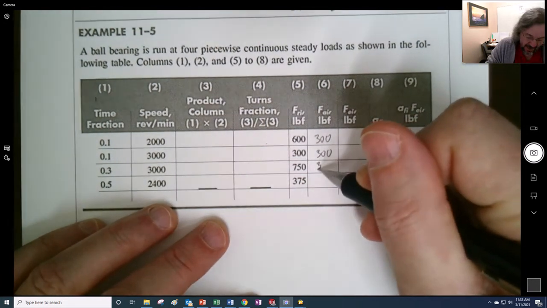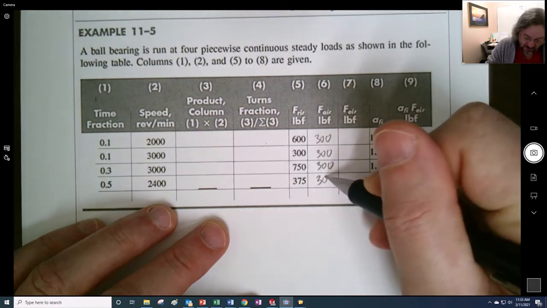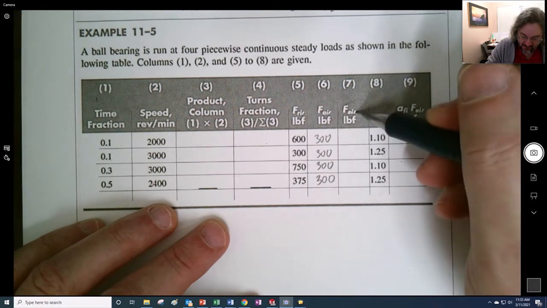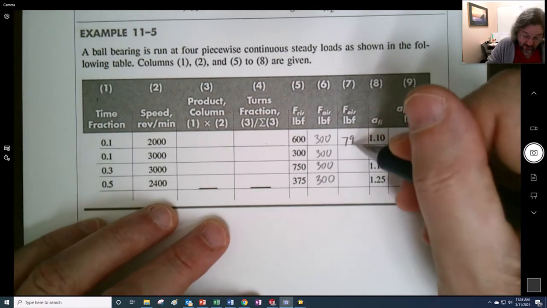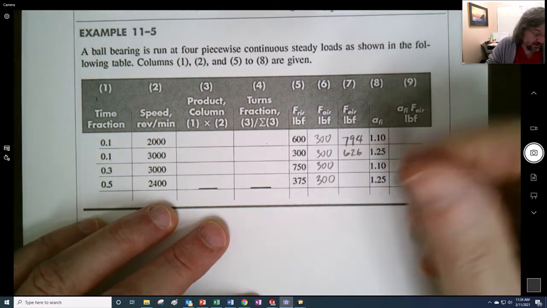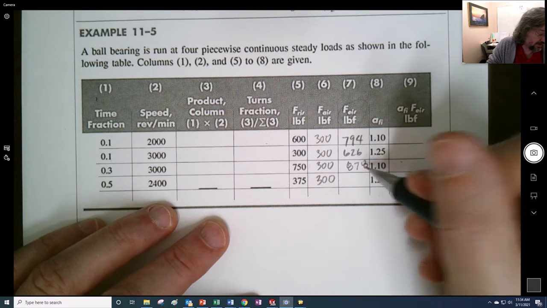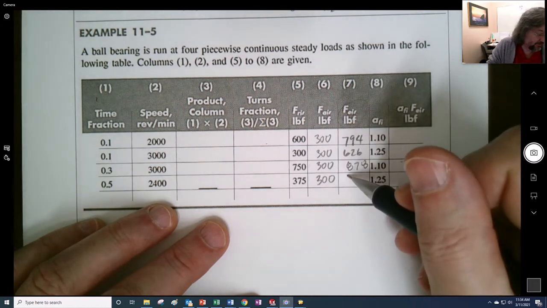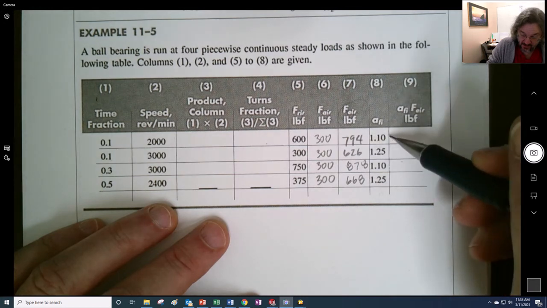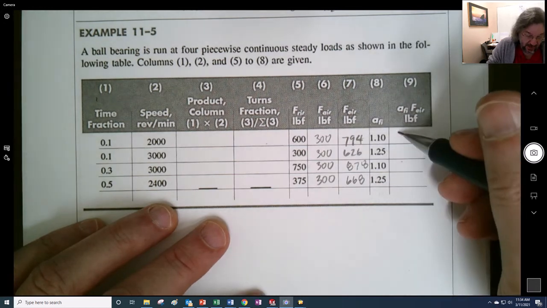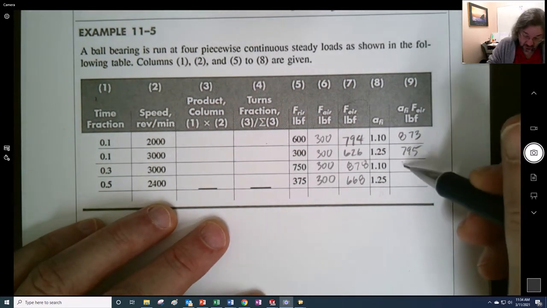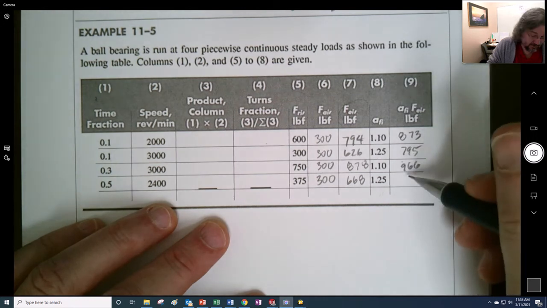So these are things that you would have known, that you had an axial load onto the bearing. Just like what we did in the last class, you would go through this process right here and find what the equivalent load was going to be: 794, 626, and 878 right here, and then 668 right there. Then you would multiply these two things by each other. I think that's true, yeah.